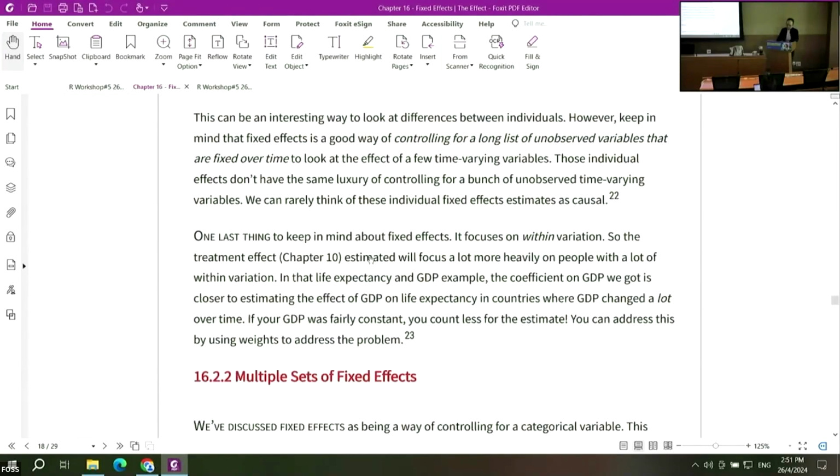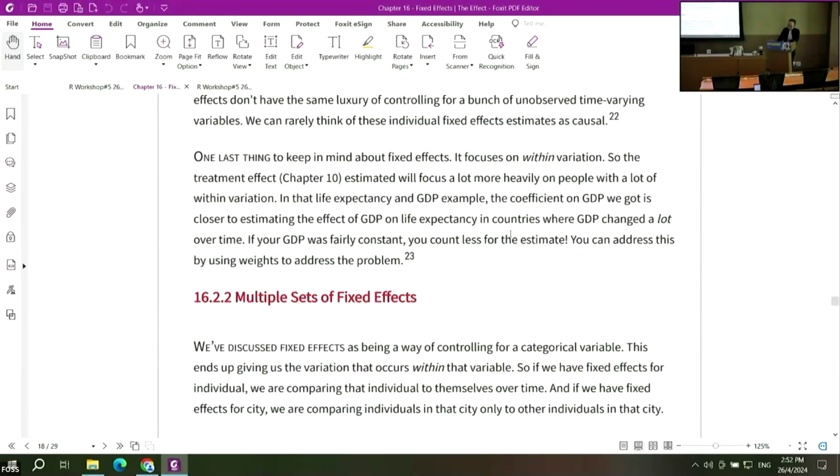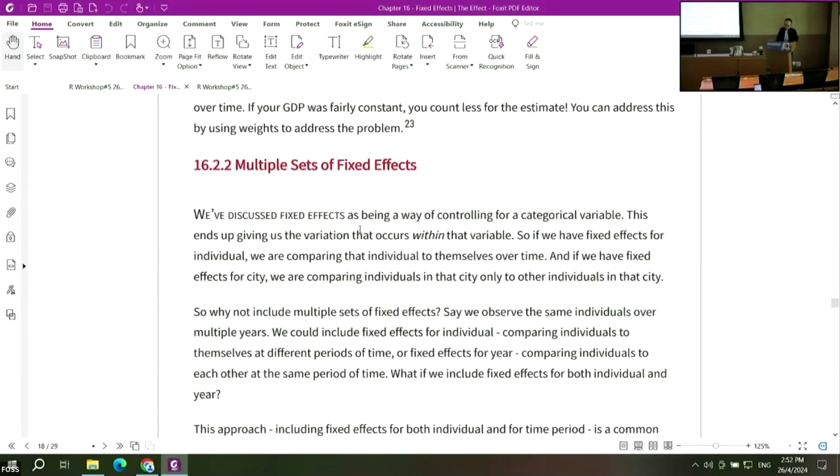The very last thing is that it focuses on within variation. So the treatment effect estimated will focus a lot more heavily on people with a lot of within variation. In that life expectancy and GDP example, the coefficient on GDP we got is closer to estimating the effect of GDP on life expectancy in countries where GDP changed a lot over time. But if the GDP is fairly constant, they count less for the estimates. You can address this by using weights. So that's even more. All right, let me pause here for a second.